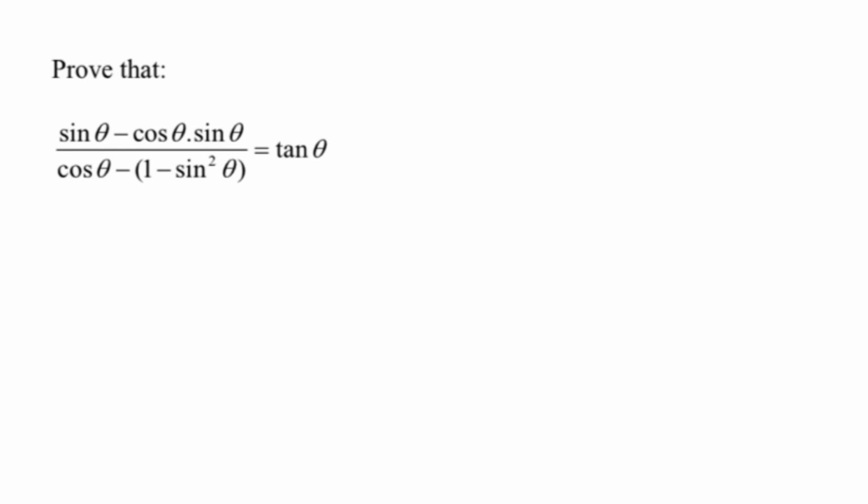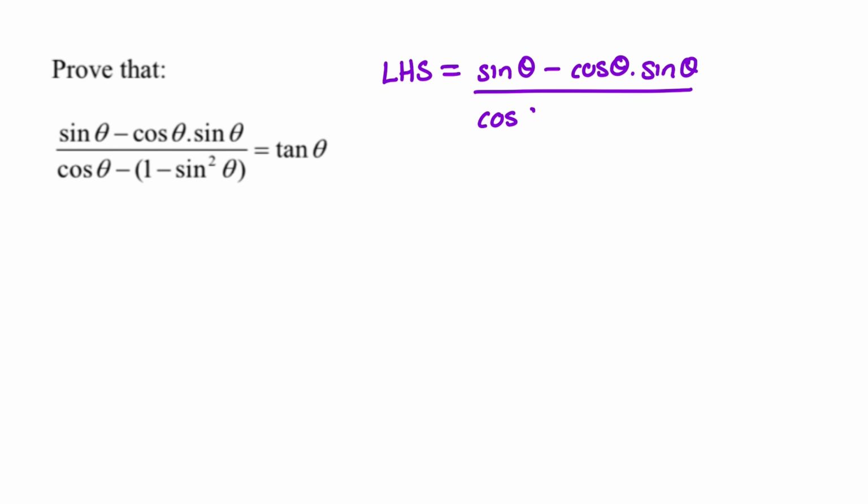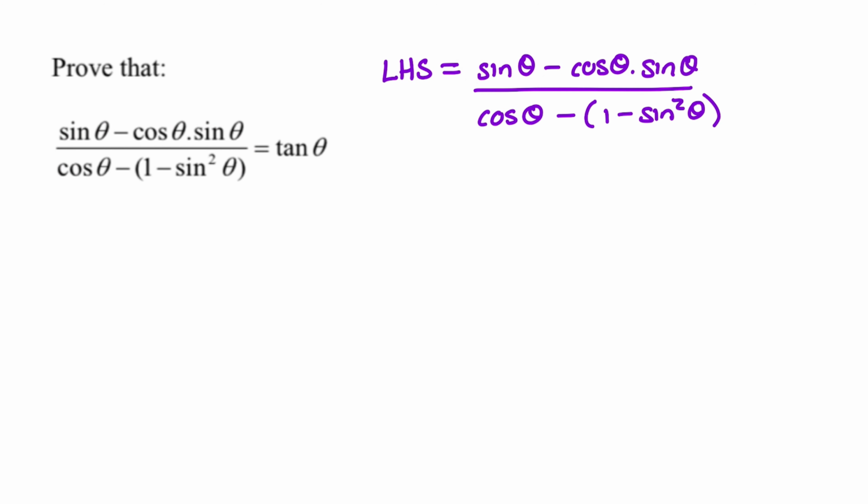So what I would write down is I would say the left-hand side is equal to sine theta minus cos theta times sine theta, and divide that by cos theta minus 1 sine squared theta. So I'm basically just copying the left-hand side over. Now when I inspect the numerator, I see that sine theta is a common term, and I also see that there are two terms. Remember, the terms are separated by either a plus or a minus. So if sine theta is common, that means I can factorize with sine theta.